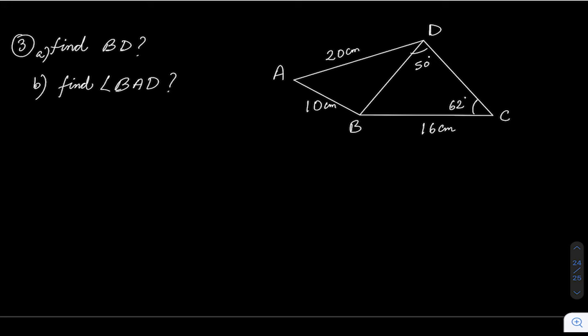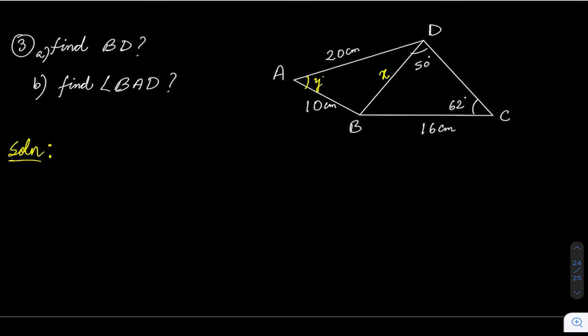So two triangles are given, ABD and BDC. So these two angles are given, angle C, angle D of triangle BCD, and two sides are given of triangle ABD, that is 20 and 10, and BC is also given, 16. So we have to find BD. So we have to find this side. Let's take this as X. We have to find angle BAD. So let's take this as Y. So basically now we have to find X and Y. Okay, so we have to think which rule we have to use.